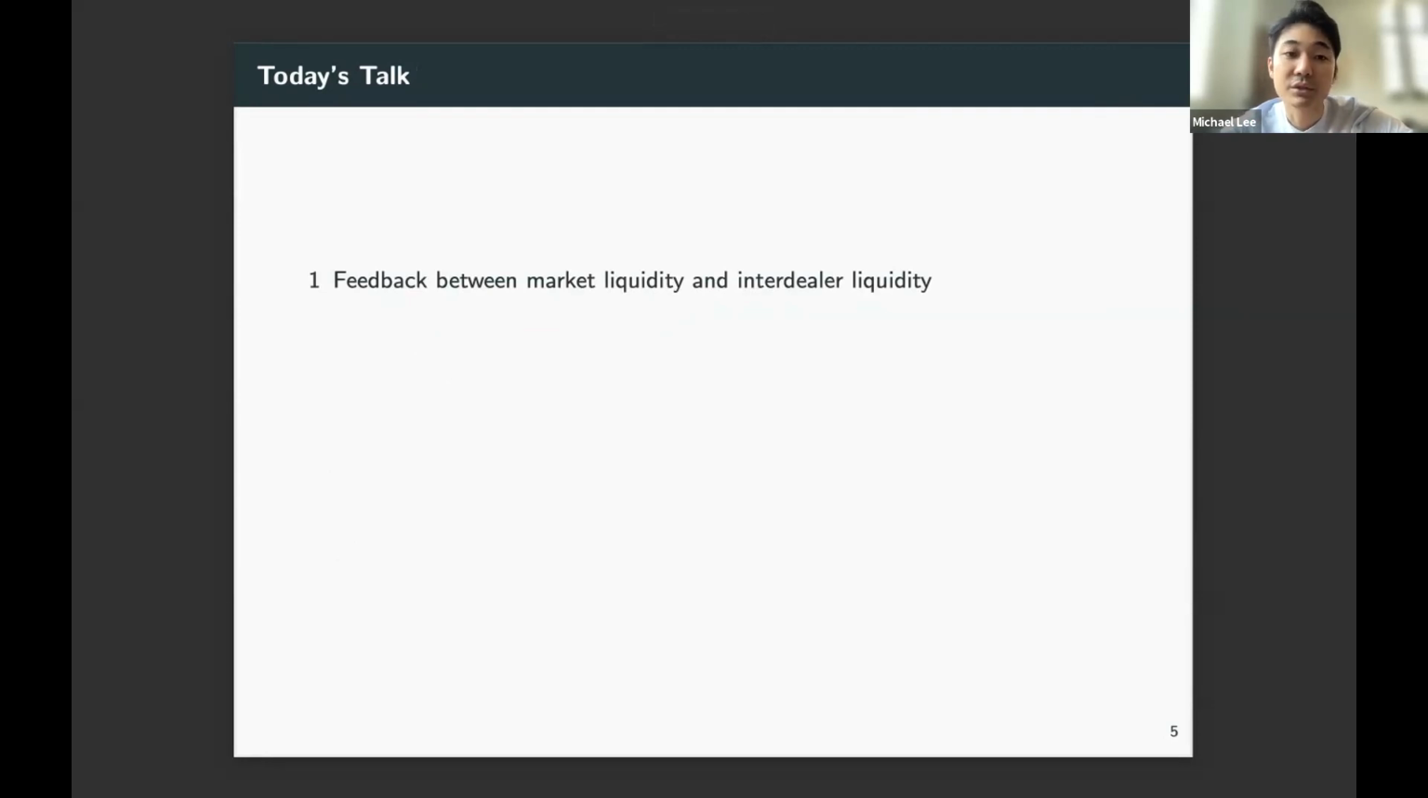So in today's talk, I'm going to first go through the baseline model and show you how we have a model where there's a feedback between the market liquidity, or the liquidity provision of dealers to clients, and also the interdealer market liquidity, the liquidity when dealers are trading with each other. Now, on top of that, we're going to first consider exogenous post-trade information disclosure. And we're going to take as given an exogenous policy or availability of information disclosure.